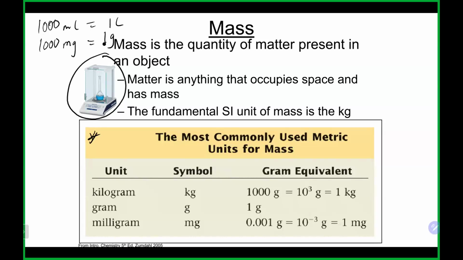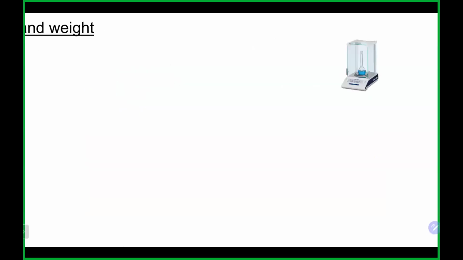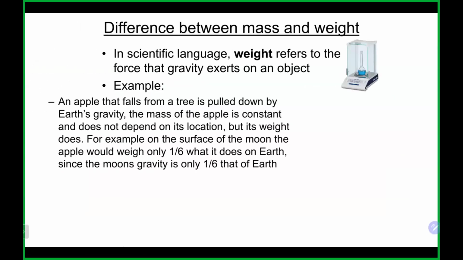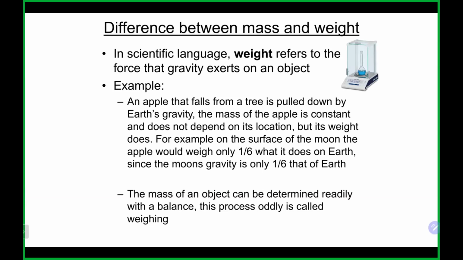And we use a balance to measure the mass of an object. And there is a difference between mass and weight. The mass of an object is sort of independent of the force of gravity, and the weight of an object is dependent on the force of gravity. So if you weighed yourself here and you weighed yourself on the moon, you would have different weights, but you would have the same mass if you took the gravity part out of it in each case.